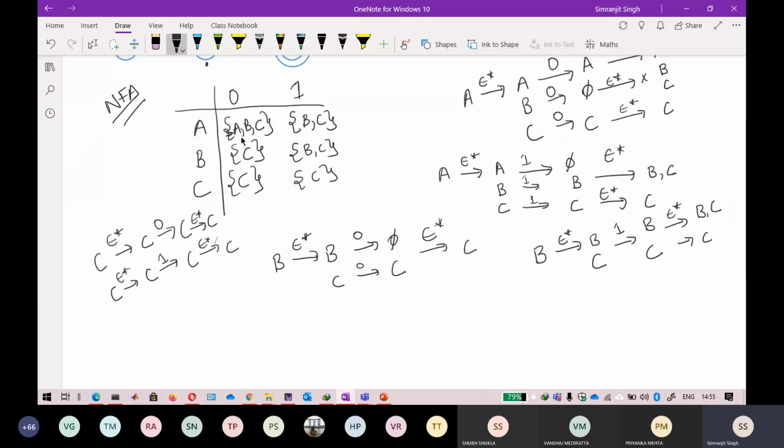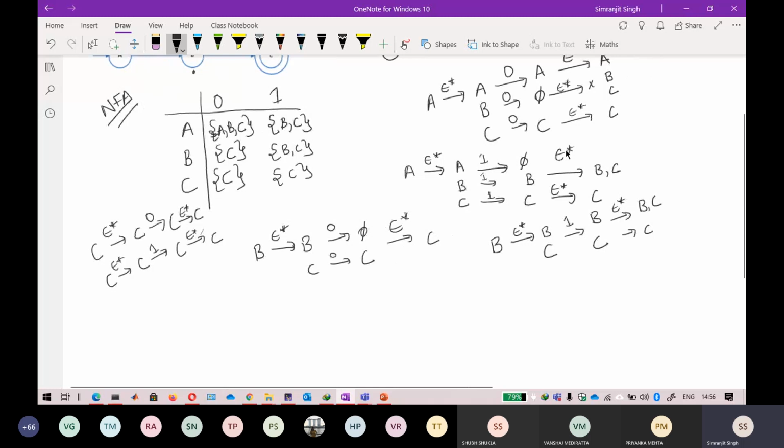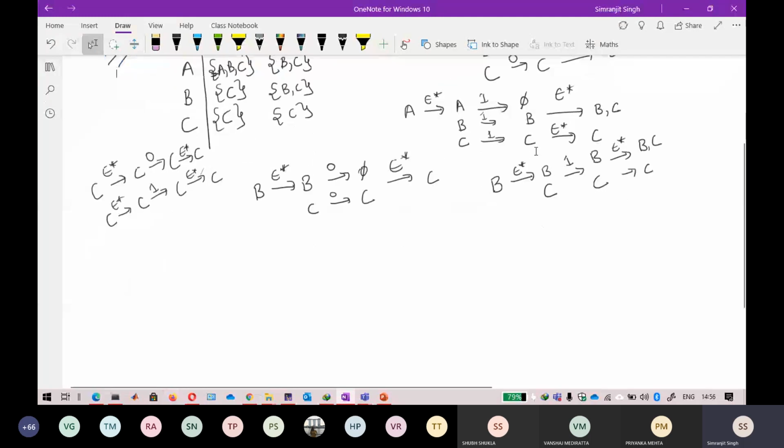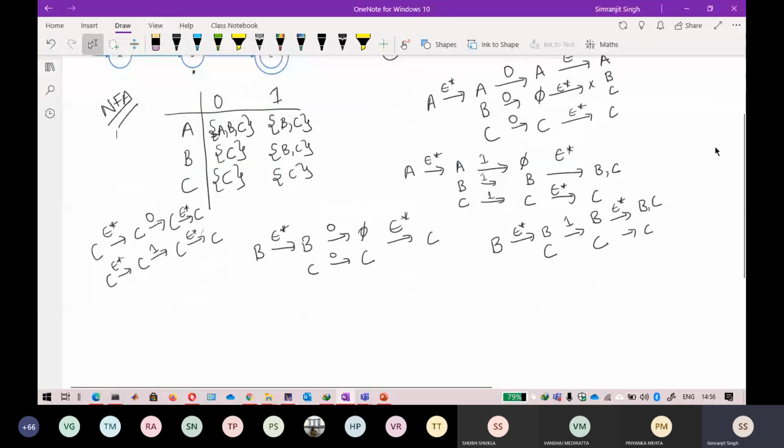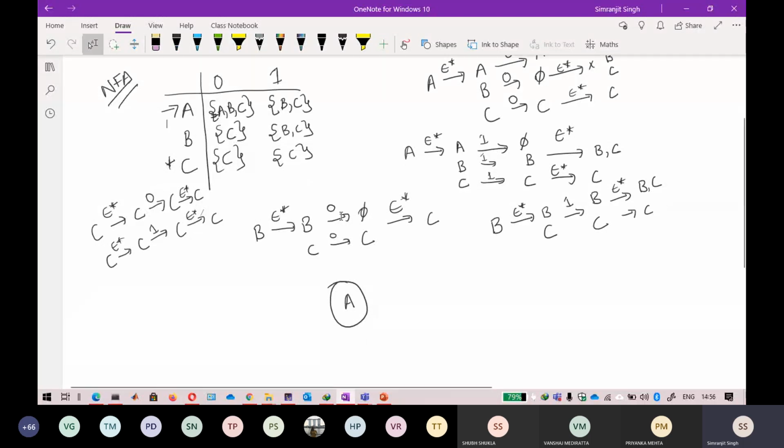In the NFA, by getting an input of 0, you can go towards multiple states. So you remember the property. If I draw the transition diagram of this, it will look like this. It will look like A, and this is your final state, and this is the initial state. Here the initial state is A, the final state is C. I'm following the same notation.